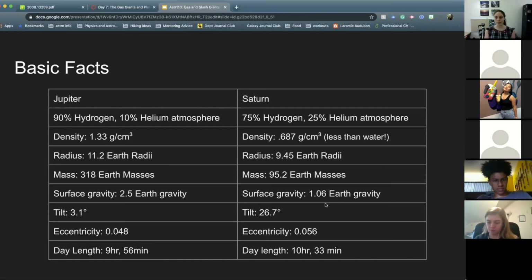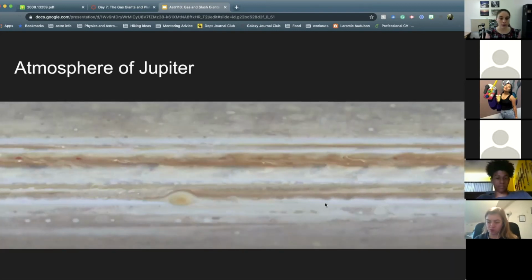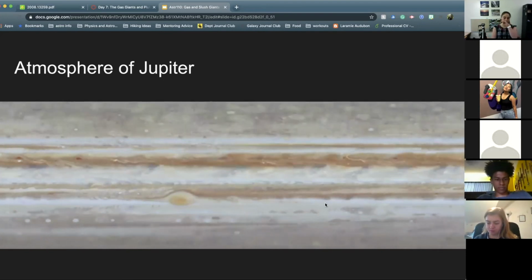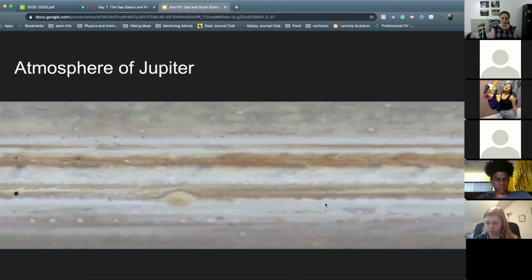Even though they're much larger than Earth, they are spinning much faster. So a day takes about half the time as a day on Earth. One rotation on Jupiter is about 10 hours, whereas one rotation on Saturn is about 10 and a half. And that's going to affect the crazy weather and atmosphere that we see on both Jupiter and Saturn.